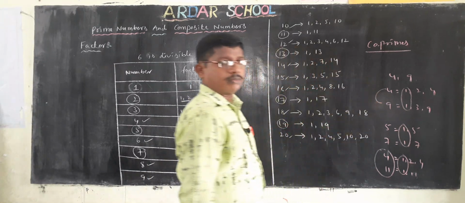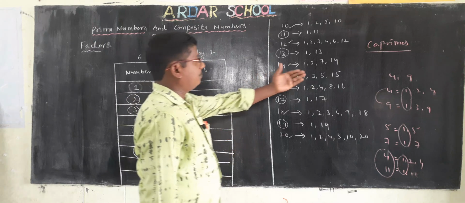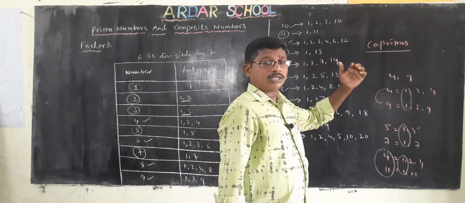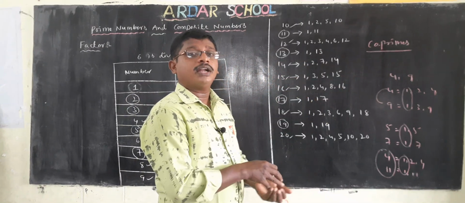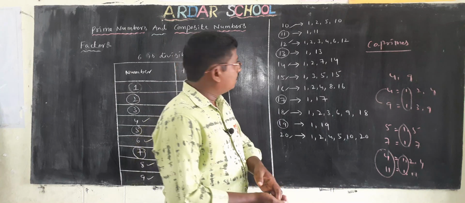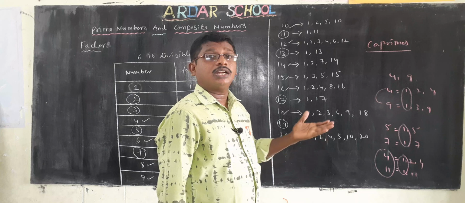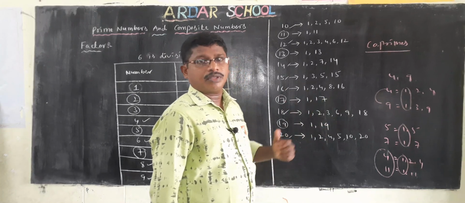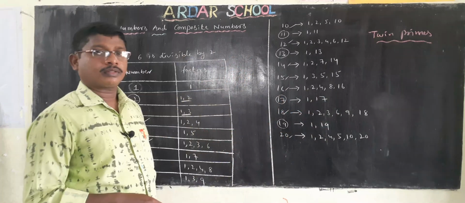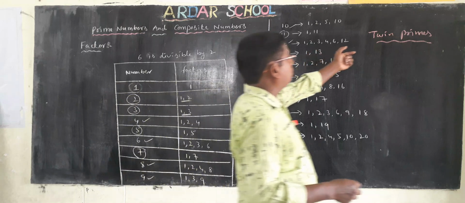These are co-primes. Once again I repeat, the definition of co-primes is: the numbers having only 1 as the common factor are called co-primes. Another name for co-primes is relatively prime. Next, twin primes.